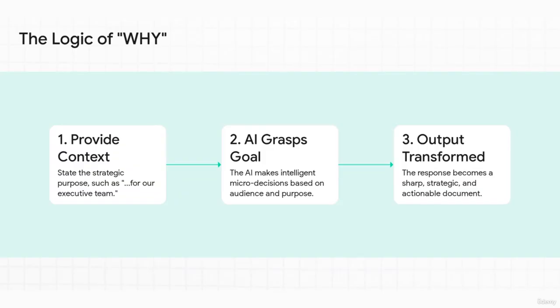So the logic flows in 3 really simple steps. First, you provide the strategic why. For instance, because I need to forecast Q4 revenue for our executive team. Second, the AI doesn't just see a task anymore. It grasps a strategic goal. It understands the audience is executives, so the tone should be formal and data-driven. It knows the purpose is forecasting, so it should prioritize trends. And third, boom, the output is completely transformed from a generic analysis into a sharp strategic document that is perfectly tailored for that specific purpose.